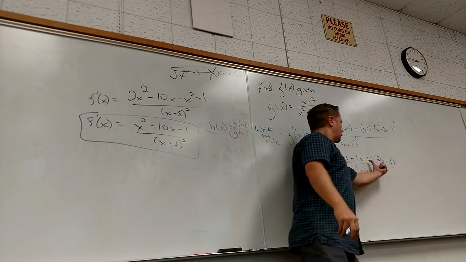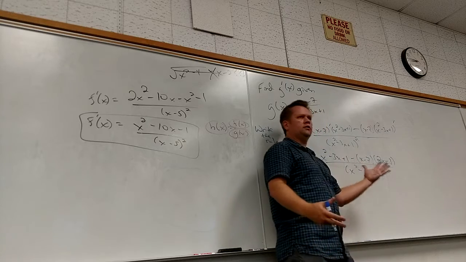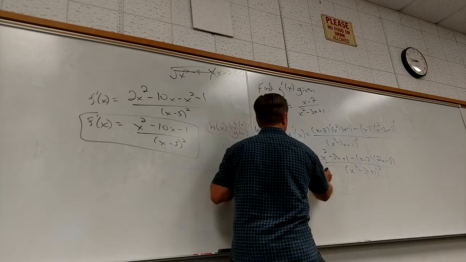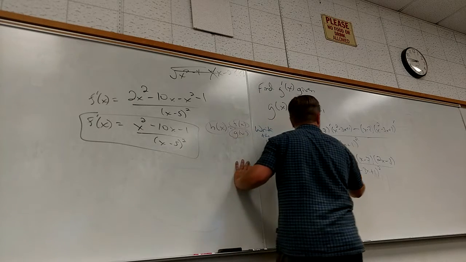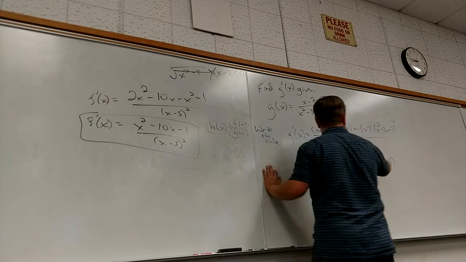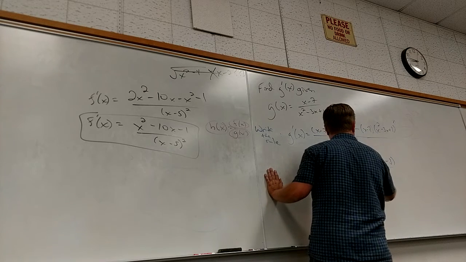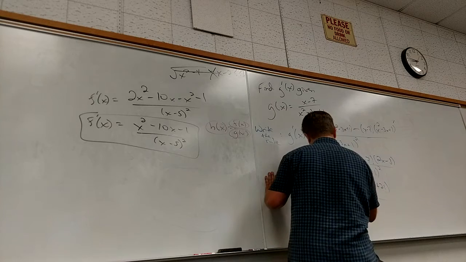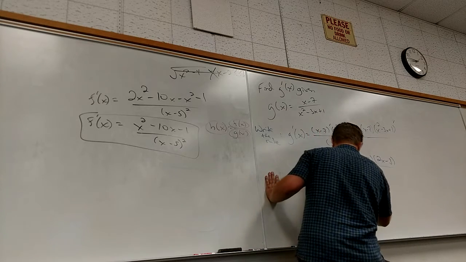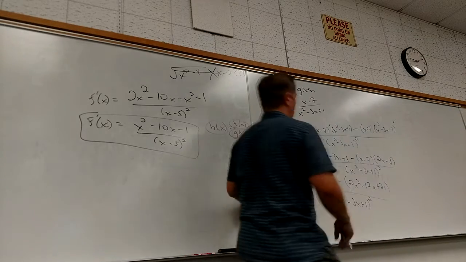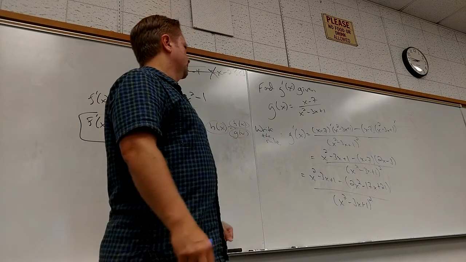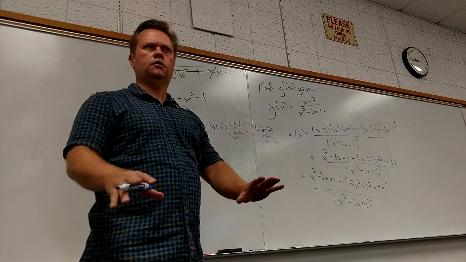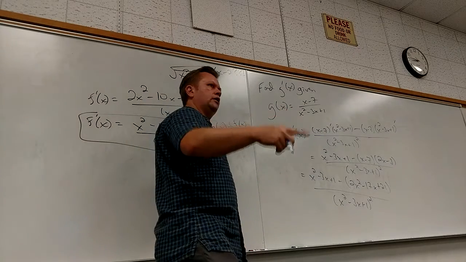Now, of course, you just have to FOIL this out. You've got to be careful, there's a negative, right? So we're going to get x squared minus 3x plus 1 minus, we FOIL this out, and 14 and 3 is 17. Is that cool so far? Then you distribute the negatives.